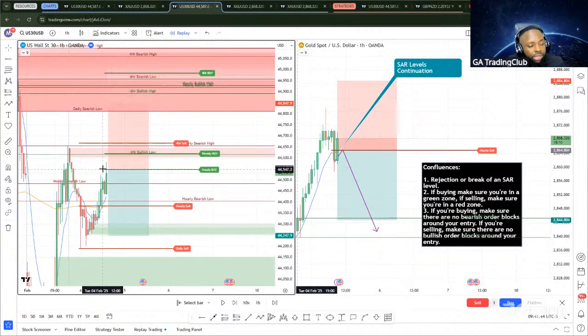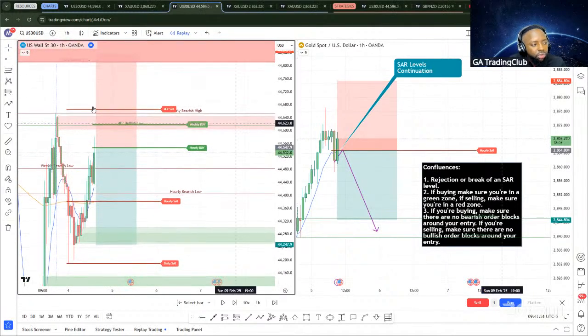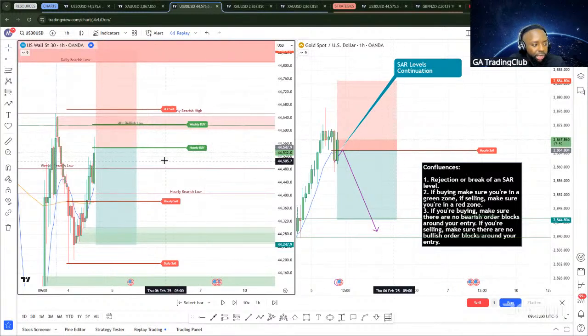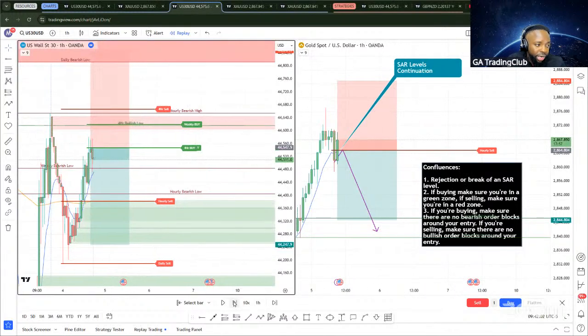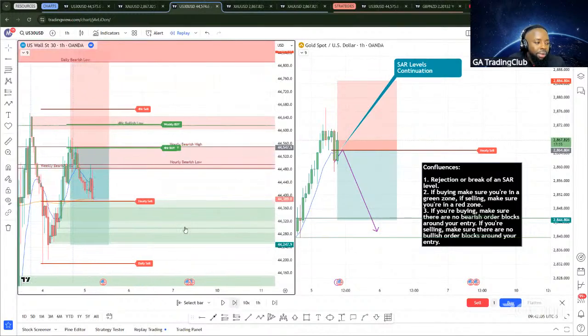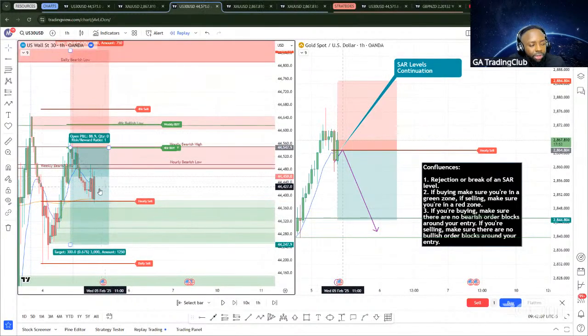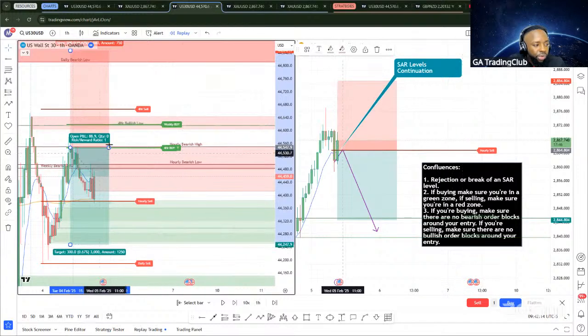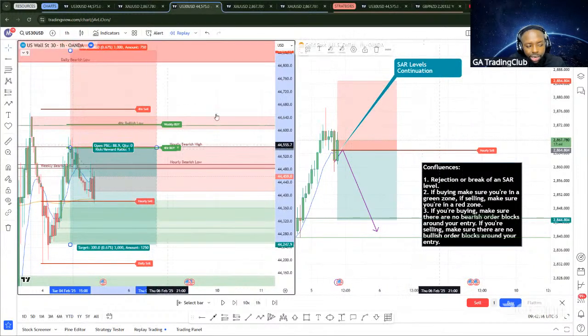So this satisfied confluences one and three, but it didn't satisfy confluence number two, because for this entry, this sell, as much as this candle rejected and closed below this level, we did not have a red zone in there. However, the trade did start off in profit. For this particular one, I also extended the TP pretty wide. I went for like a 300 point TP and stop loss for US 30, which is pretty high.